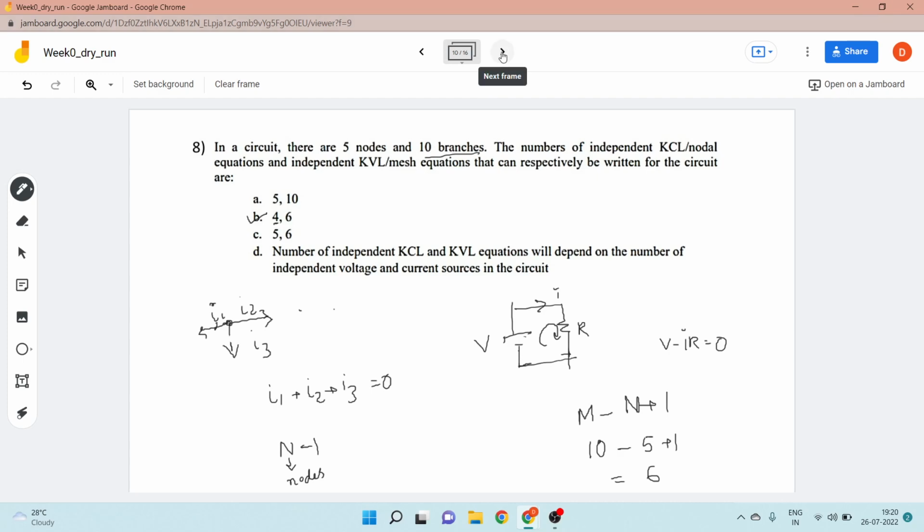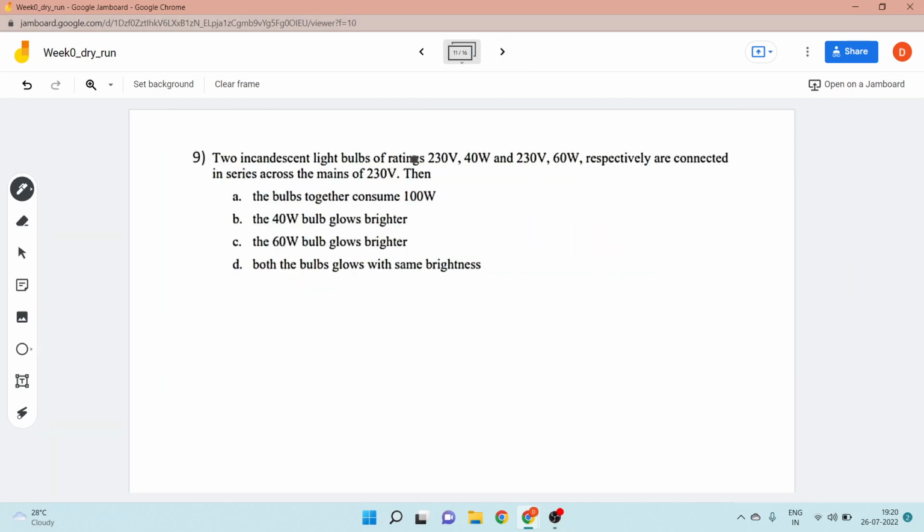Okay, now let's look into the ninth problem, where two incandescent light bulbs of rating 230 volt 40 watt and 230 volt 60 watt are connected in series across the mains 230 volt.